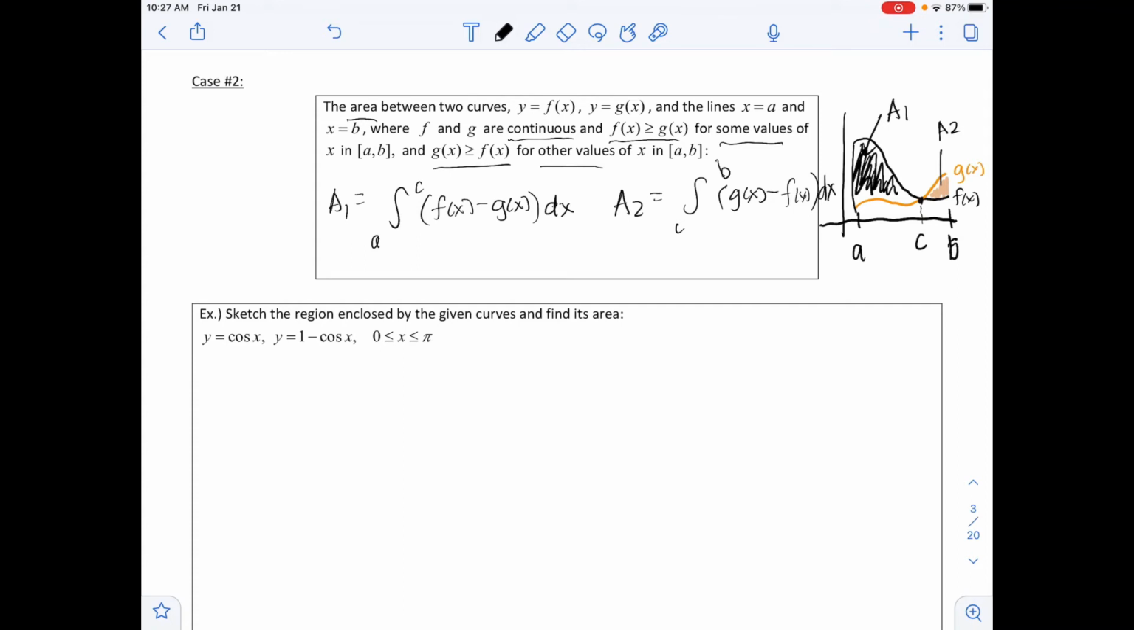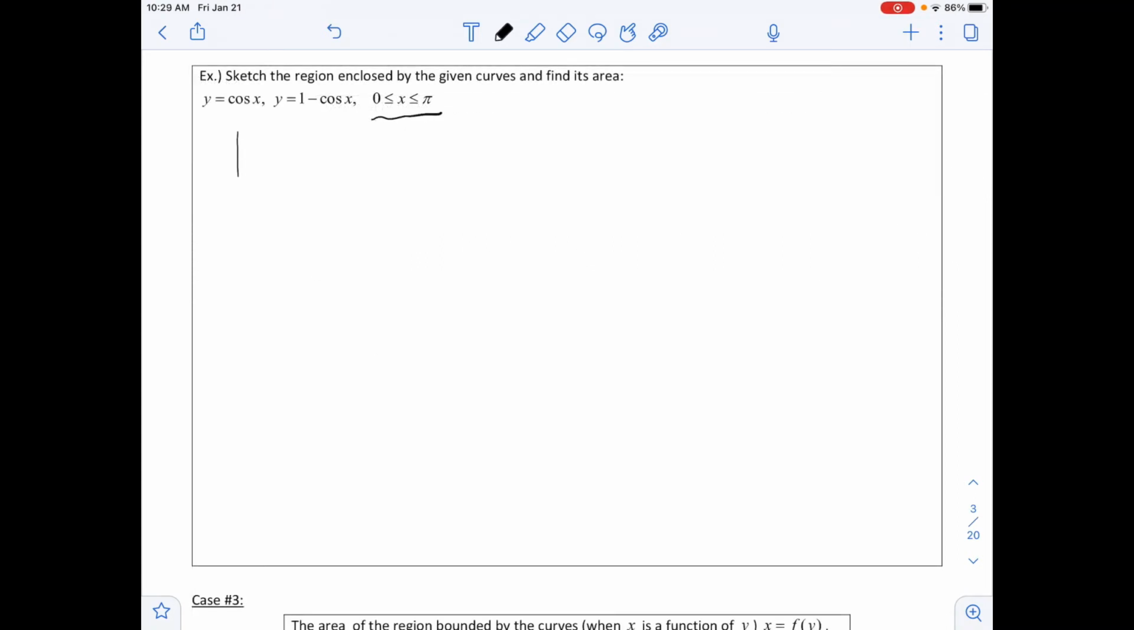So to find that total area that we would have between x equals a and x equals b, we would find our total area by adding together A1 plus A2. So there's an example right below that says sketch the region enclosed by the given curves and find the area. For this one, we are given two functions, and we're also given values of x. So first thing I'm going to do is go ahead and sketch this. I do know that the values that we have are going to be between 0 and pi. So I'll go ahead and put pi out here. Between those would be pi over 2.